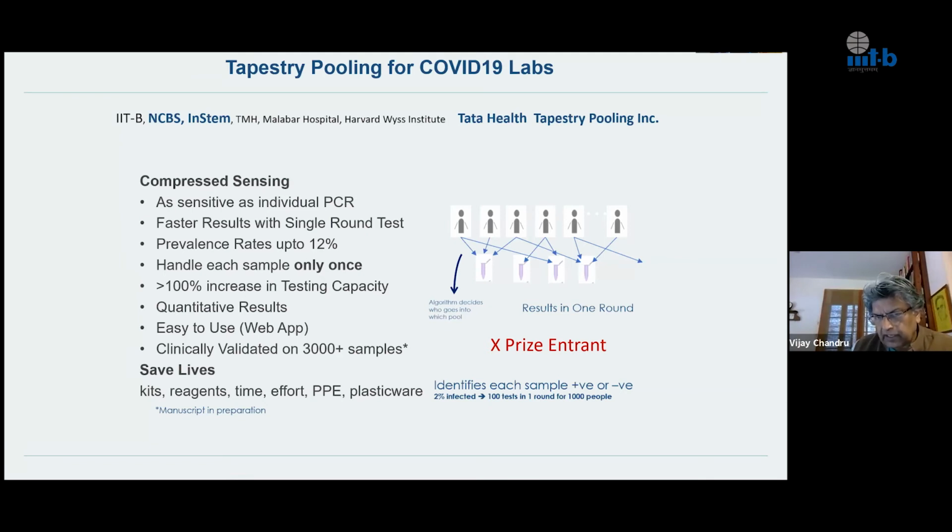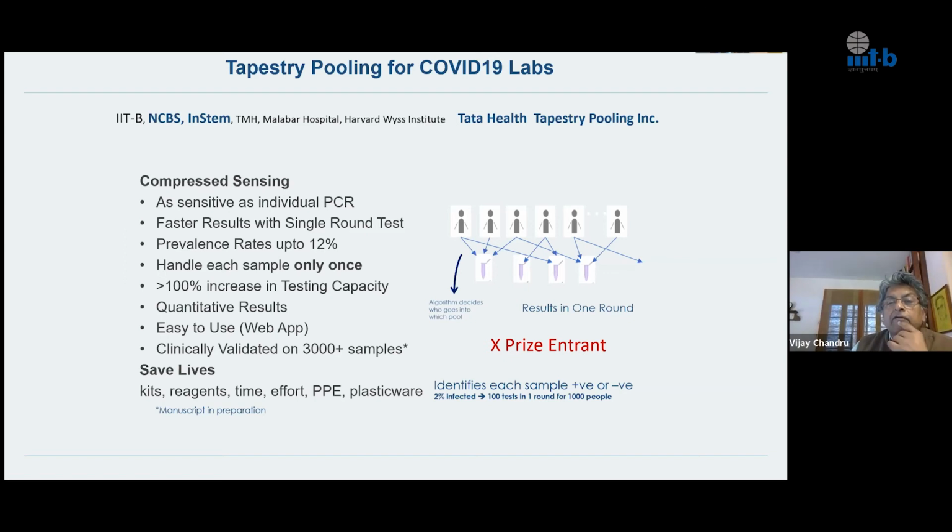And you'd also know the level of infection because it's a quantitative solution that you can work out. So this method is probably one of the most clever methods that's been invented, and can actually get you a pretty good reduction in the cost of testing.